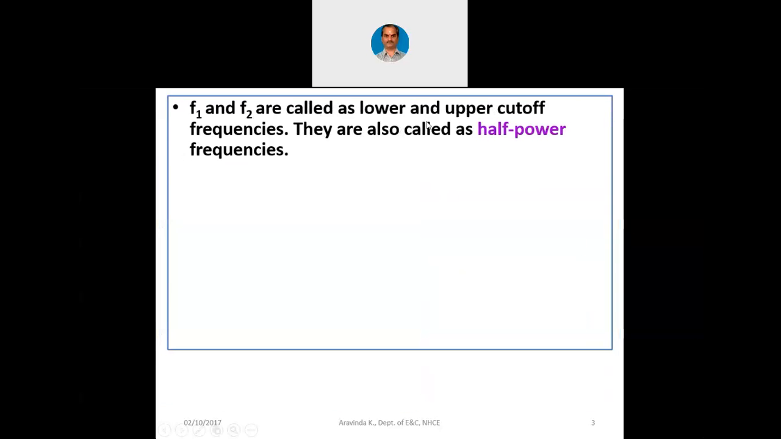F1 and F2 are called the lower and upper cutoff frequencies. They are also called half power frequencies. Please remember whatever I told in the last class. It is P by 2 equals VI by 2 equals V by root 2 into I by root 2. That is how that 0.707 of the maximum gain is coming there. So as it corresponds to P by 2, it is called half power frequencies. And the reason for this half power, I had already told in the last class.